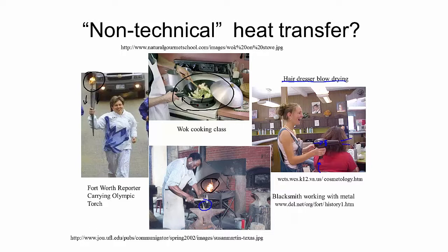A hot air jet comes out of that, and that hot air jet is going to affect the mass transfer process, an evaporative mass transfer process on this person's hair in the drying process. So, interestingly enough, even in these non-technical systems, there are relatively complex heat transfer physics that are required to actually quantify and understand what's going on in these systems.